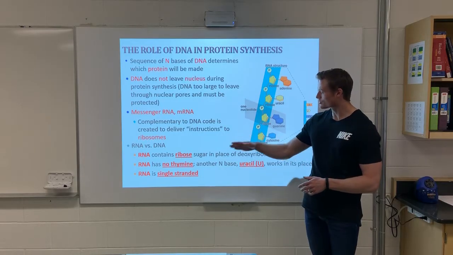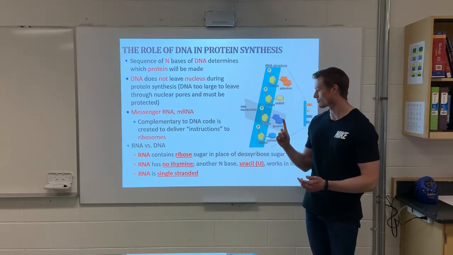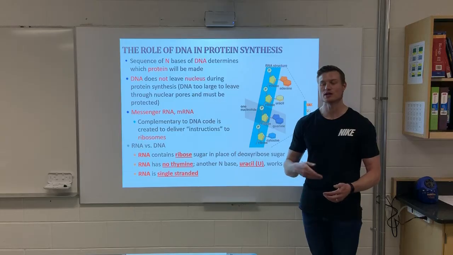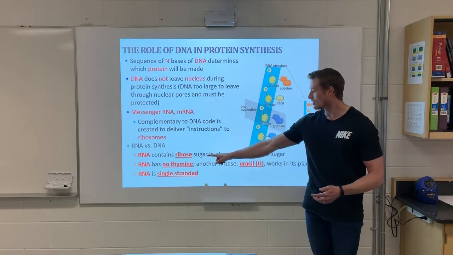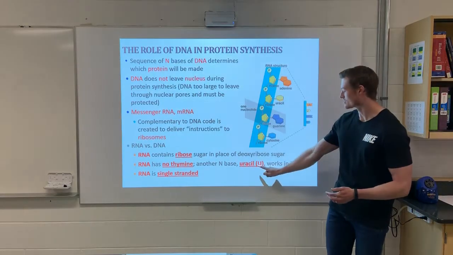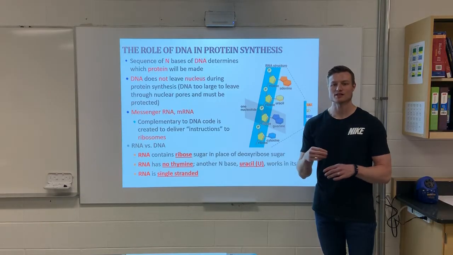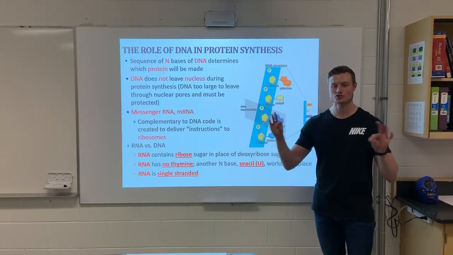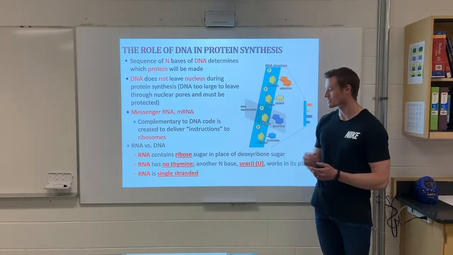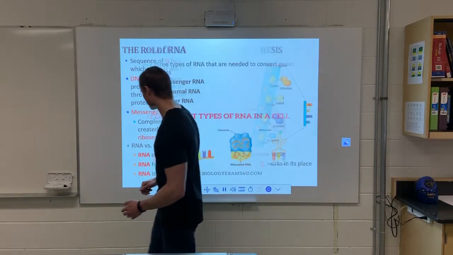Now, RNA and DNA are very similar, but there are some key differences. Number one, the R in RNA stands for a ribose sugar, as opposed to a deoxyribose sugar. RNA actually doesn't have any T's. There's no thymine. Instead, the thymine is replaced by a nitrogen base called uracil. And finally, RNA is single-stranded, meaning it's just one strand of RNA. There's no two sides to it, unlike DNA, which is double-stranded, that double helix. RNA is just a single strand of molecule.